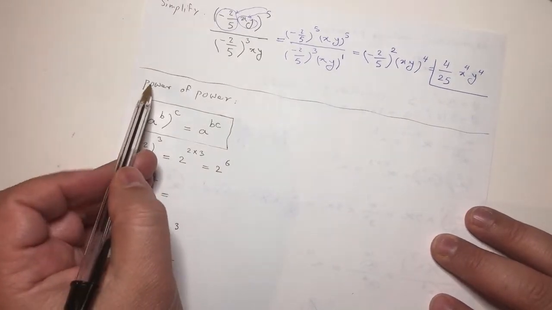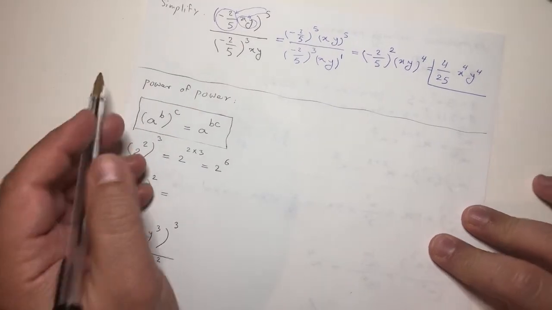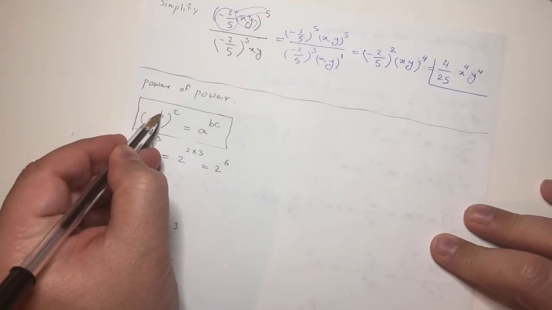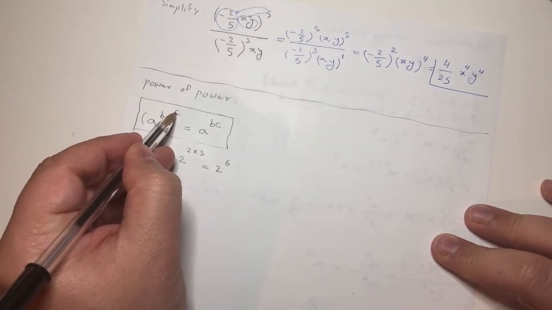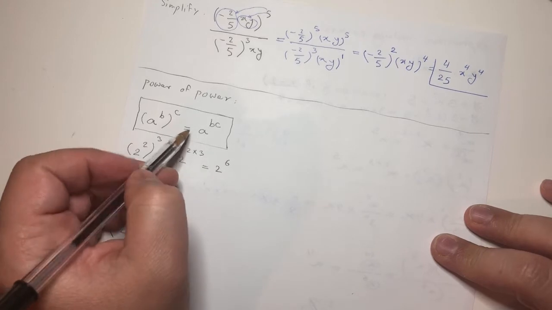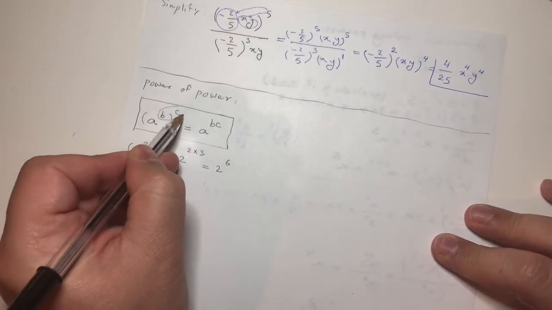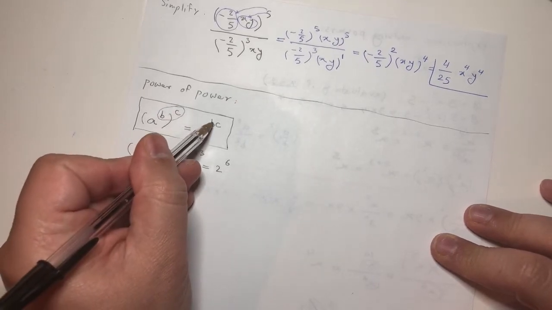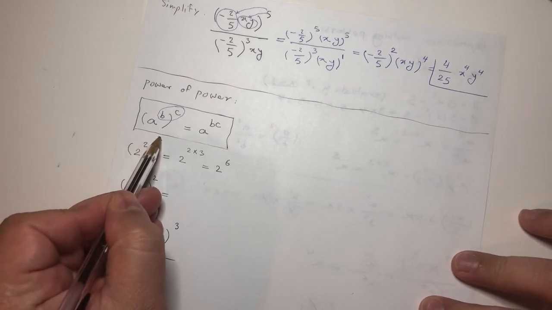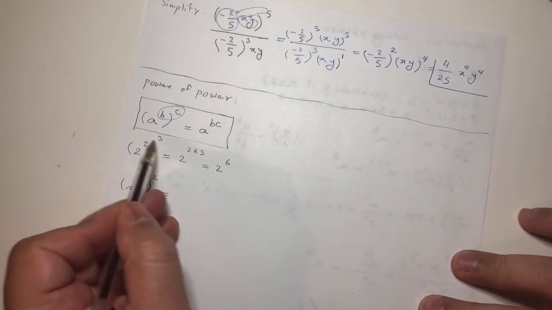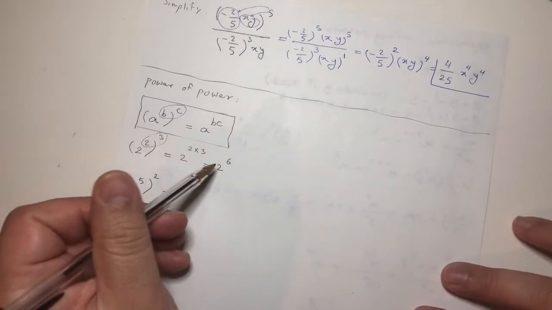Next, I want to talk about the situations where we have power of power. Let's say we have a to the power of b, then the whole thing goes to another power of c. What we do in this case is we use the base, but we multiply the powers together. a to the power of b multiplied by c. For example, 2 to the power of 2 to the power of 3 is 2 to the power of 2 multiplied by 3, or 2 to the power of 6.